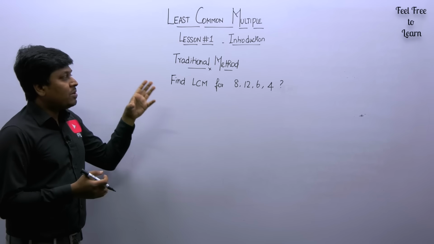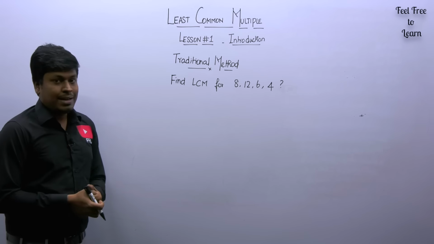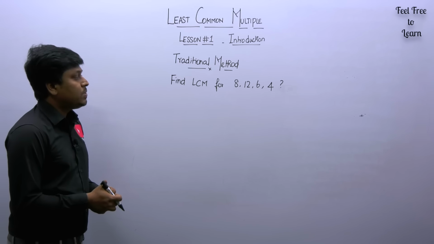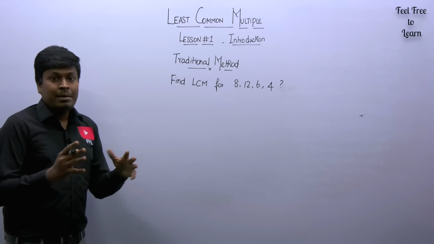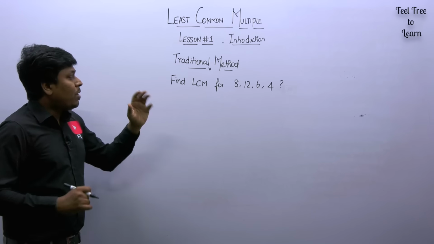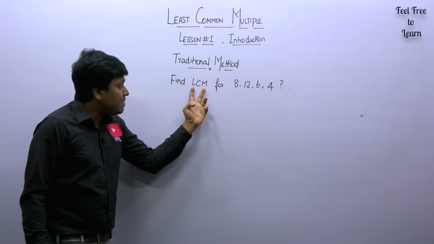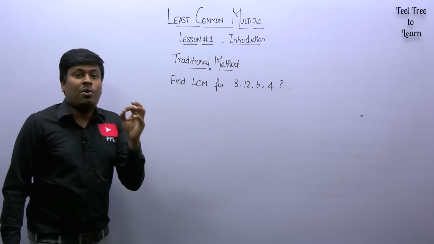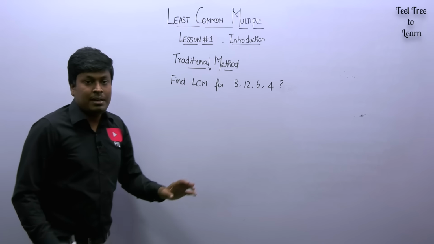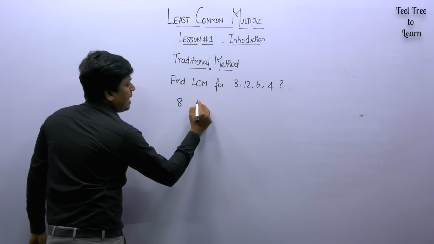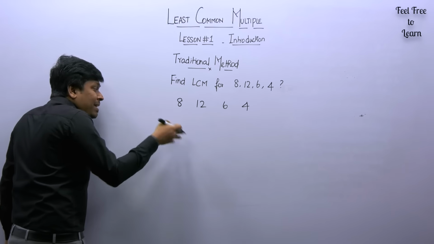So now let me move on to the first method, that is the traditional method. How to find an LCM for the numbers 8, 12, 6, 4. Usually the traditional method is very simple, but it's a lengthy process. See, what we need to find is the least common multiple. In the word itself we have a clue: least common multiple, right? We have to see all the multiples of the numbers. Just see, the numbers they have given are 8, 12, 6 and 4. Just write down all the multiples of the numbers.